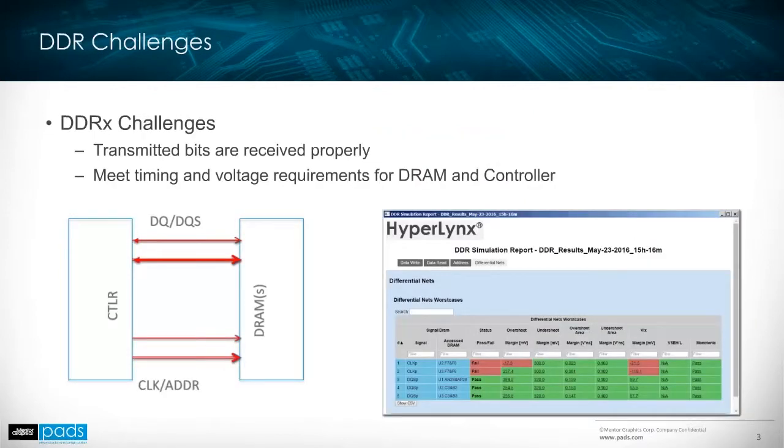In addition to the basic signal integrity analysis, such as noise, crosstalk, and timing, we need to keep in mind the type of technology we are designing for. Today, we are focusing specifically on the DDR interface. When designing for DDR, there are another set of challenges that need to be considered, such as timing and voltage requirements. We have to make sure that the bits that are transmitted from the controller are received properly, and we also have to meet the timing and voltage requirements of the DRAM and controller. Also, there are several types of DDR which operate at multiple speeds. Typically, the faster the speed, the smaller timing and voltage margins are.